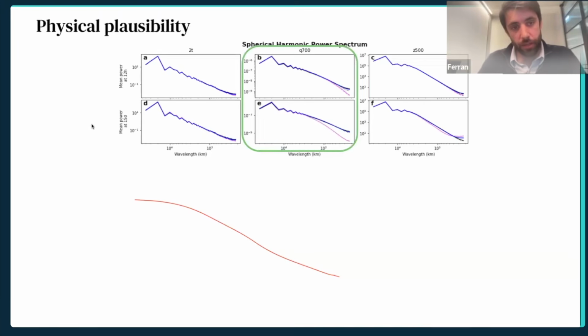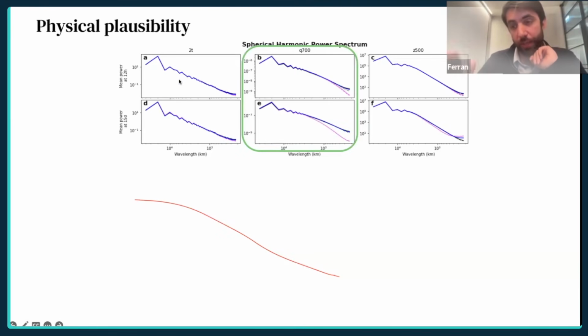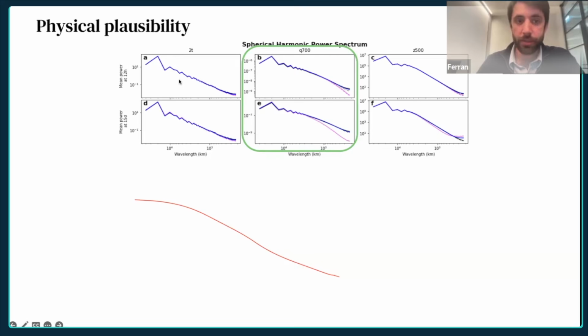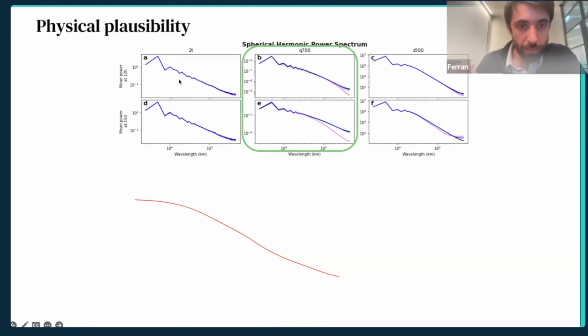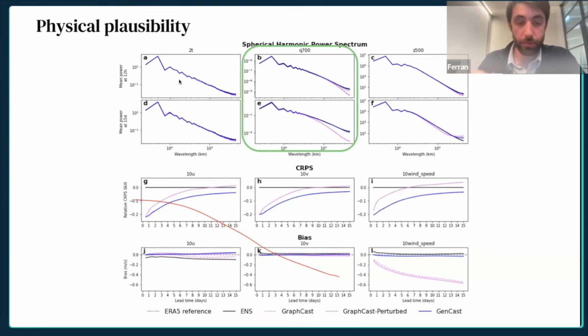As I was mentioning, GraphCast predictions really were blurred, and you can see here in pink that the power spectra really decreases, meaning we lose the high frequencies, whereas blue and black are very one on top of the other. So we are learning the spectra correctly with the probabilistic predictions.